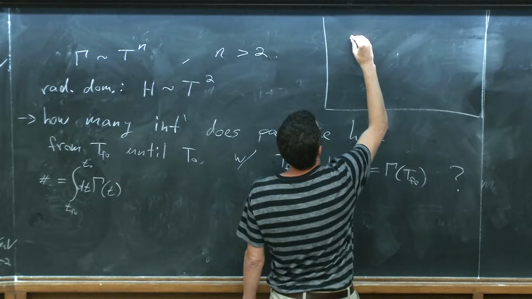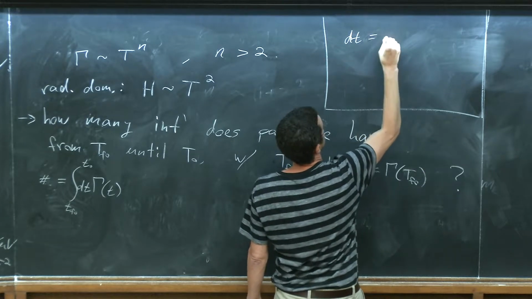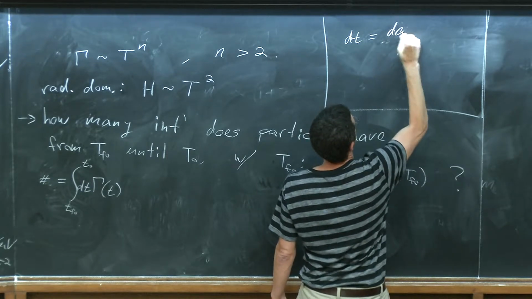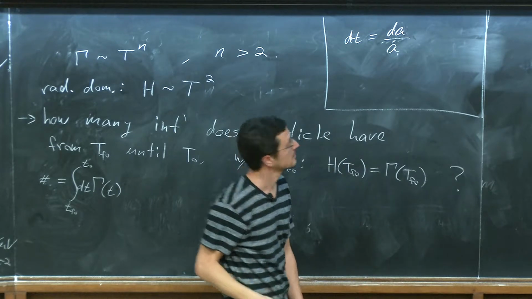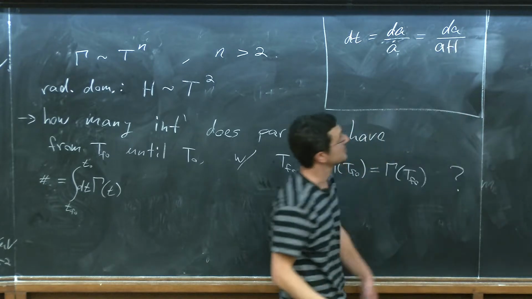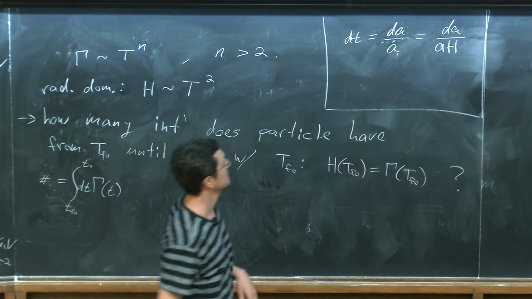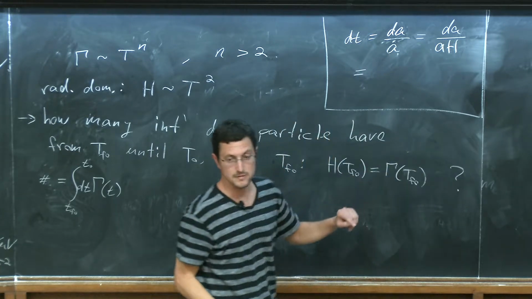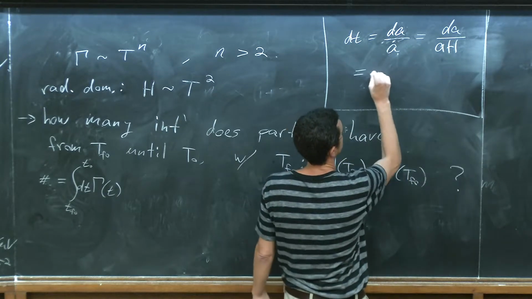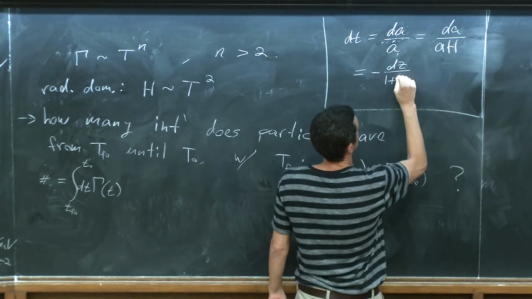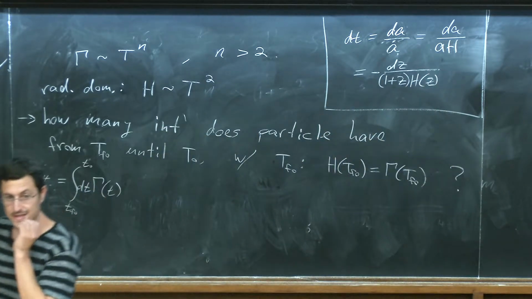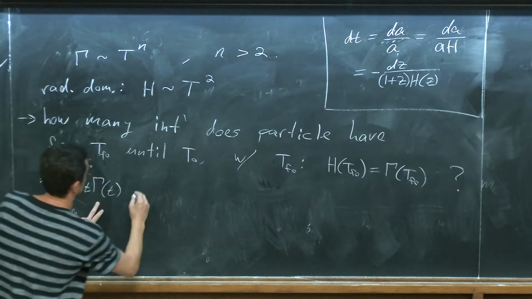Okay, so we know that dt is dA over ȧ, which is dA over a times Hubble, because the Hubble rate is just ȧ over a. And with redshift defined by a equals 1 over 1 plus z, dA over a is very easy: this is minus dz over 1 plus z times the Hubble rate H of z. So I just wrote dt in a convenient way.